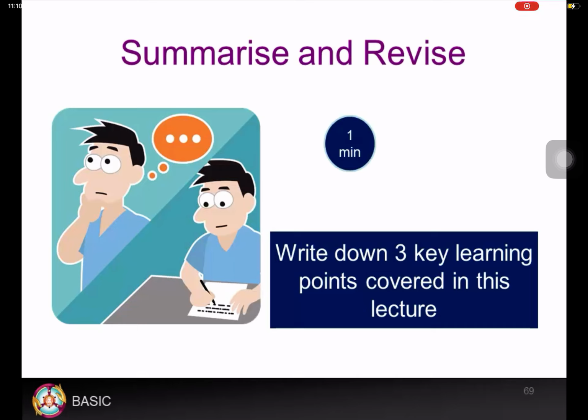Okay, so now I'd like you to write down 3 key learning points from this lecture, 3 things you think would be important to tell a colleague who did not listen to the lecture. I'll give you a minute to do this.